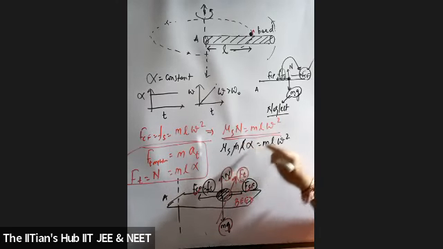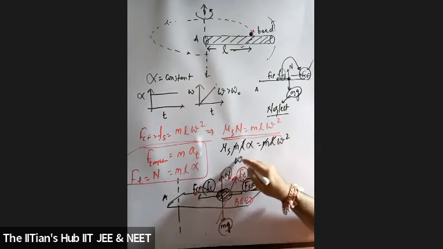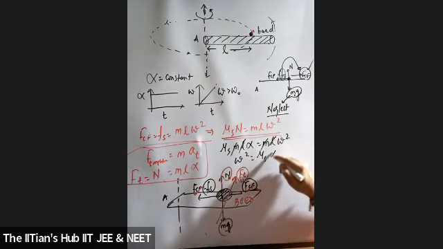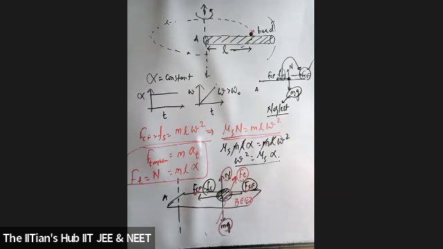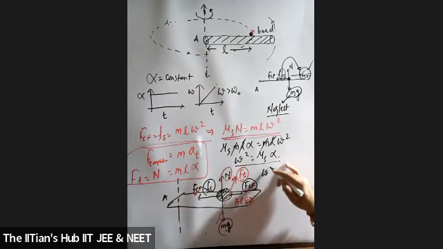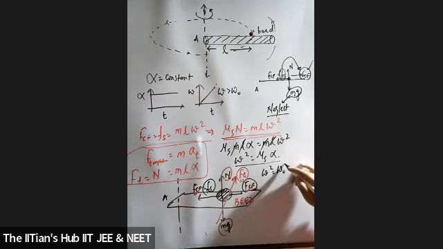ml will get cancelled. Agreed. What is omega square? Mu s into alpha. What do I need? Time. At what time does it just slip? So now can I use my kinematics? Which formula am I going to use? V square equals U square plus 2 A S.